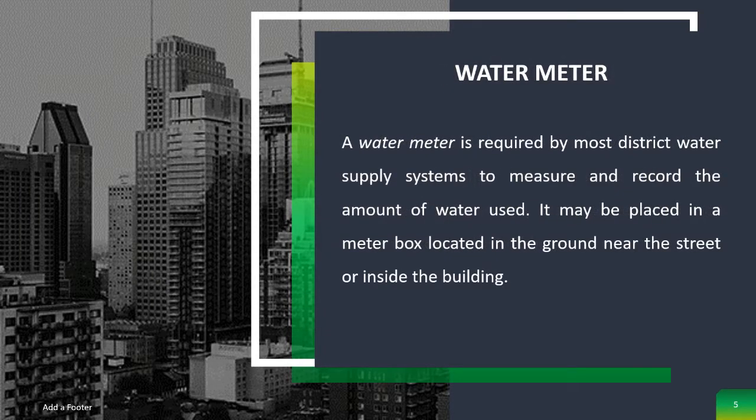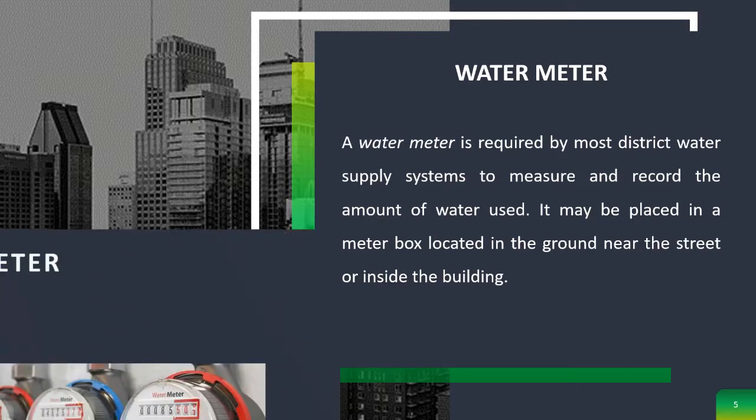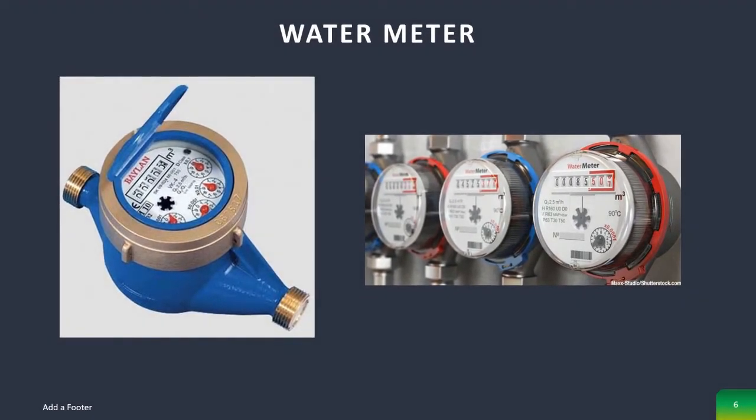Next is water meter. A water meter is required by most district water supply systems to measure and record the amount of water used. It may be placed in a meter box located in the ground, near the street, or inside the building. So yung water meter, ito yung sinasabi nilang kontador ng bahay. Dito mo makikita kung ilan yung water consumption niyo. Ito po yung tsura ng isang water meter.